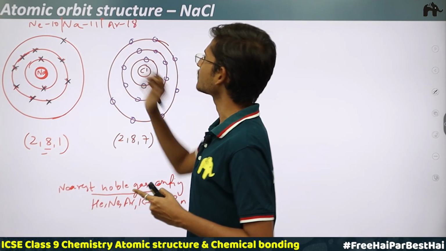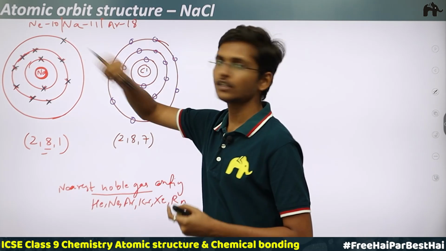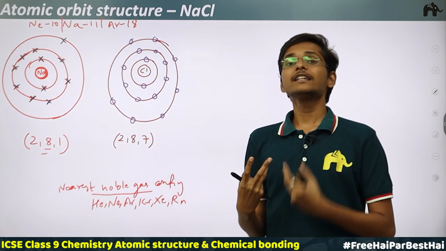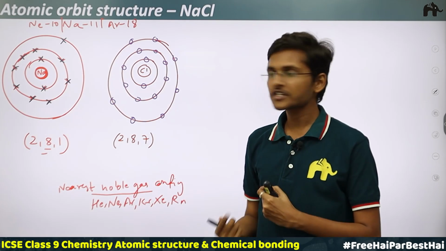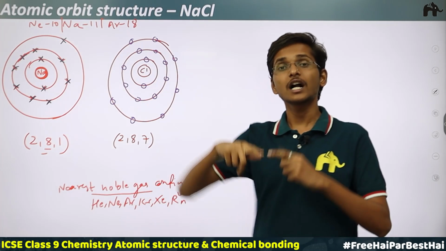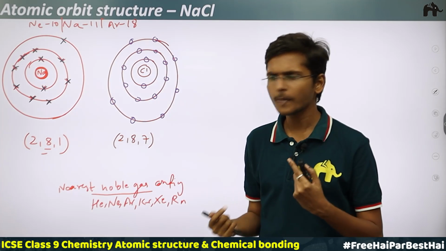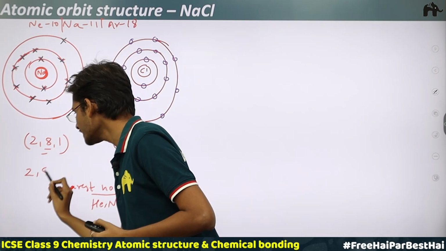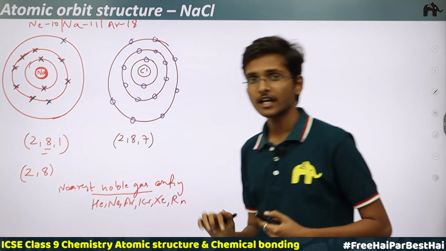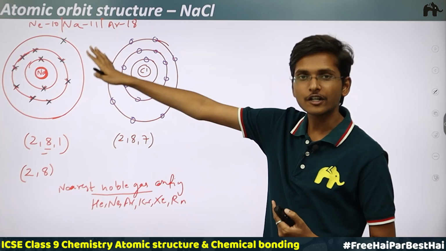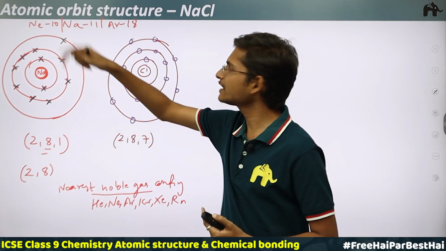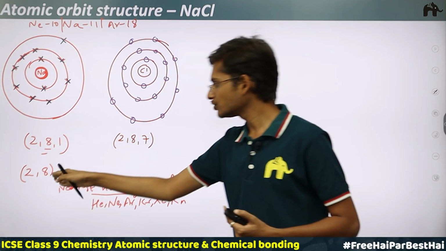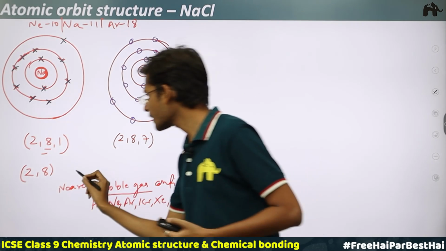But argon is 18, so it is farther than the neon. So the nearest noble gas is neon. By attaining 8 electrons in its outermost shell, sodium is actually attaining the configuration of neon. How? See, if it loses this 1 electron, its configuration would become 2, 8. Correct? And if I talk about the electronic configuration of neon, it is having 10 electrons. So first 2 electrons in the first shell, remaining 8 electrons in the second shell. So this is actually the configuration of neon.